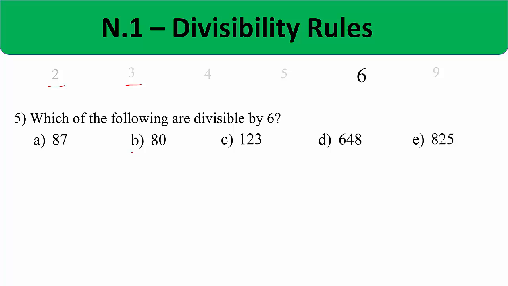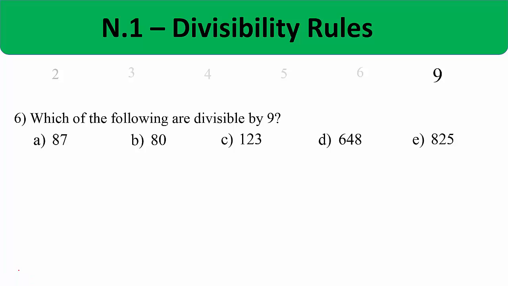The only even numbers we have are 80 and 648. And then if we look at 80, we already realize that this is not divisible by 3, so it cannot be divisible by 6. But 648, if we add those digits together, we get 18, which is divisible by 3. So therefore, this number is divisible by 2 and 3, so therefore, it is also divisible by 6.